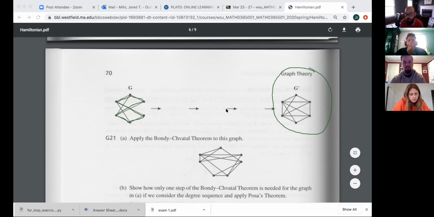And you're still guaranteed to have a Hamiltonian cycle. Okay. So Chris, does that make a little bit more sense? Yeah, that makes more sense. Okay.